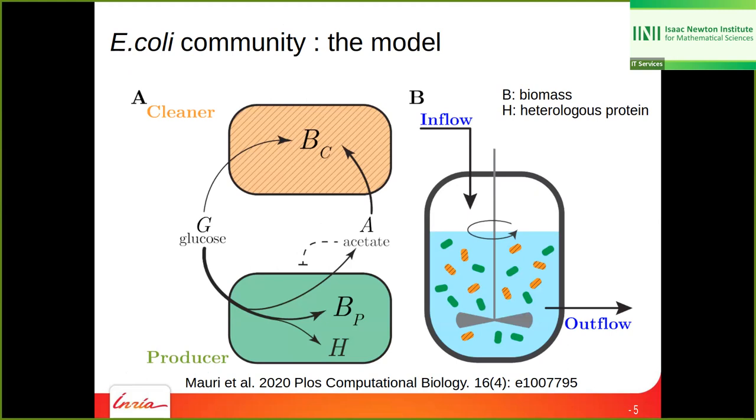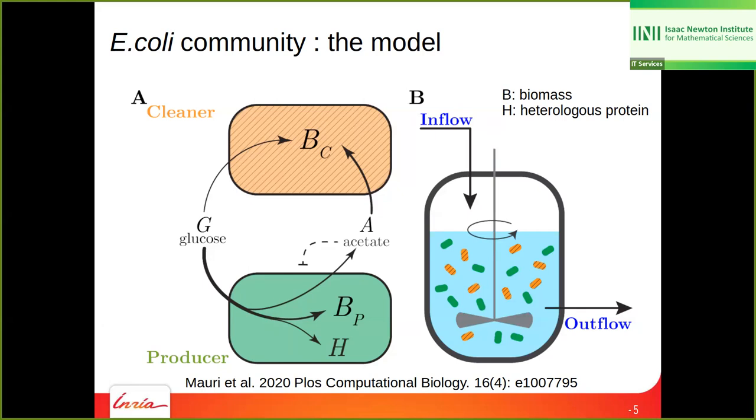since E. coli also excretes acetate when it grows on glucose, as we saw in the previous slide, this can be a problem because acetate can be slightly toxic for the cells. So this kind of leaves room for a thing that we could call a cleaner that cleans up the acetate, and in this way we could get a stable consortium. And the system was then studied in a chemostat, where you study basically every time the steady state.